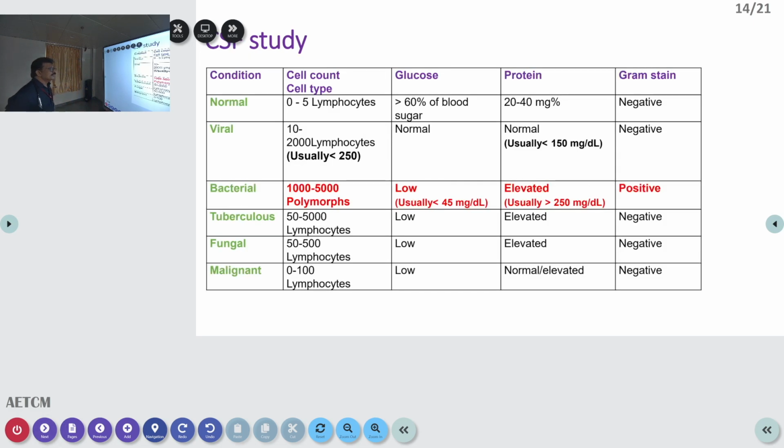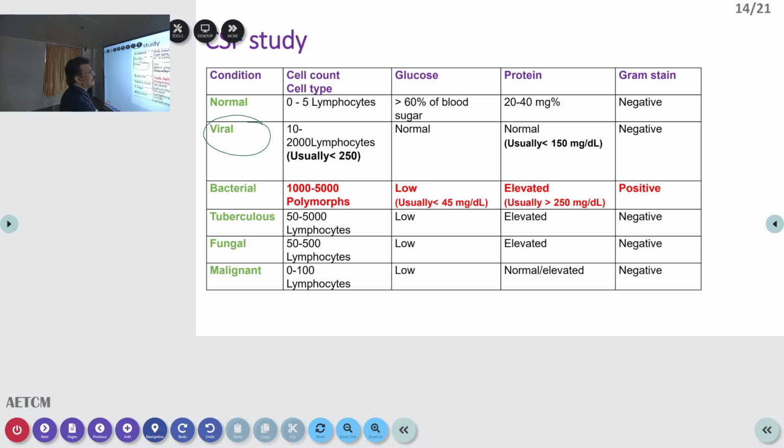Now you can see here the differentiating feature of CSF study in various types of brain involvement. Now we'll be seeing only viral here because last class in bacterial meningitis we explained that in detail. Cell counts will be classically elevated, but most of the time what we are seeing in our clinical practice within 1 or 2 days of viral encephalitis, the cells are slightly elevated, maybe 250 to 500, that's all. But the book says 10 to 2000 lymphocytes can be there, but most of the time in clinical practice you may get around 250, 300 like that.